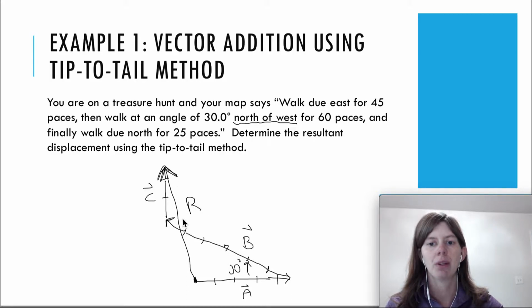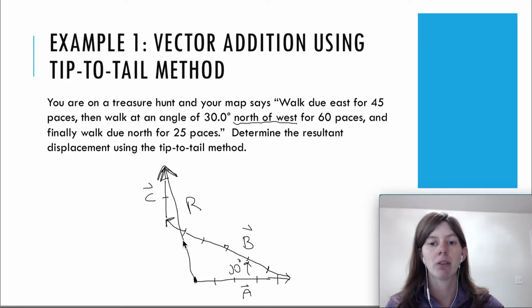That is my resultant. So as far as the tip-to-tail method is concerned, what can we say about the resultant? Well, if we had a ruler, we could approximate the length of this and compare it to the length of 10 paces and figure out how many paces it is. And if we had a protractor, we could measure this angle here.